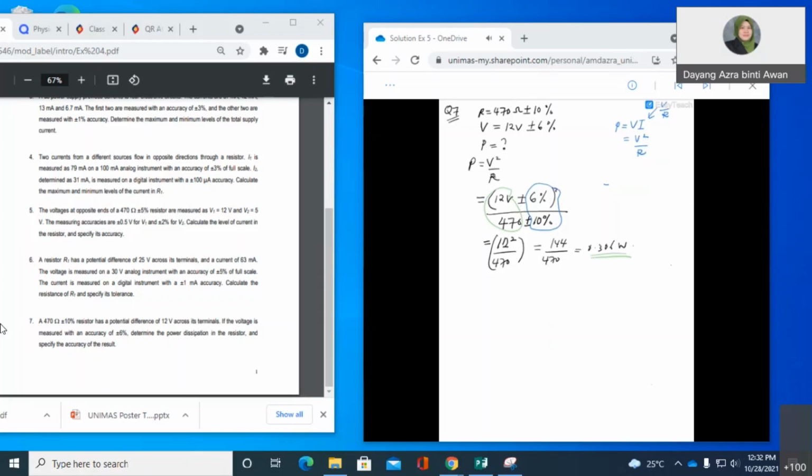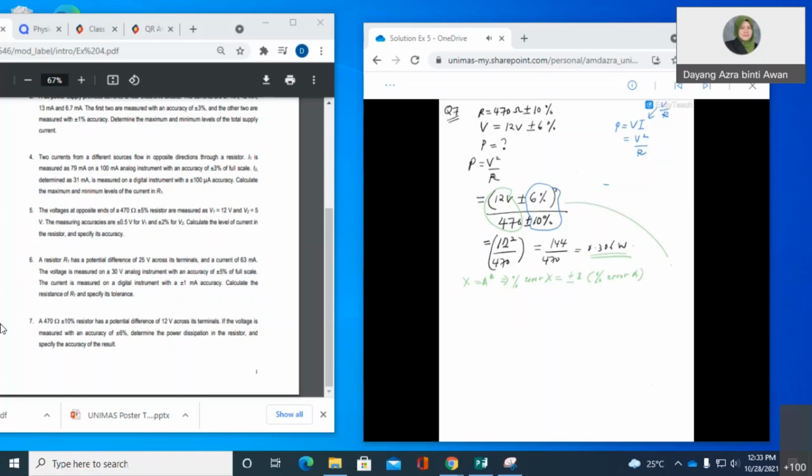So you need to remember for the quotient: x equals a to the power of b. The percentage error of x equals plus minus b multiplied by the percentage error of a. So from here, 6 to the power of 2. So we can see that the answer will be the percentage error of P.